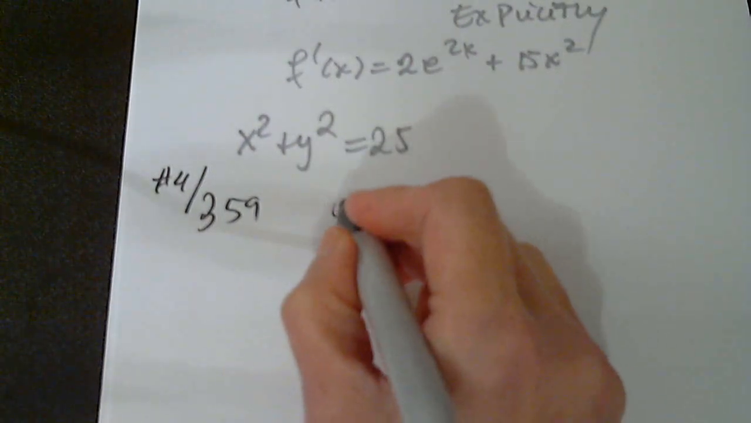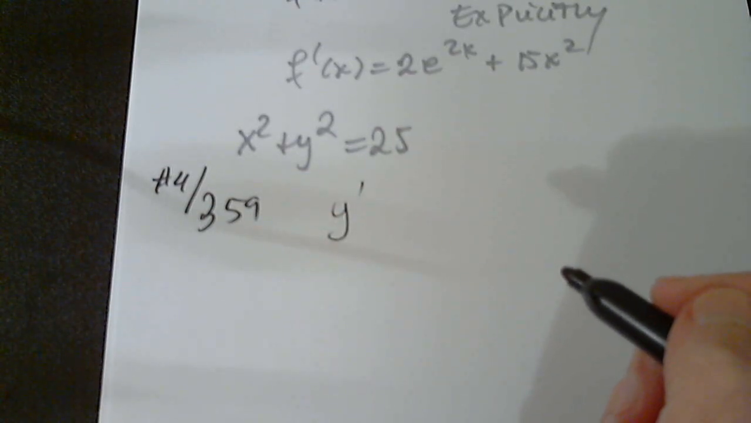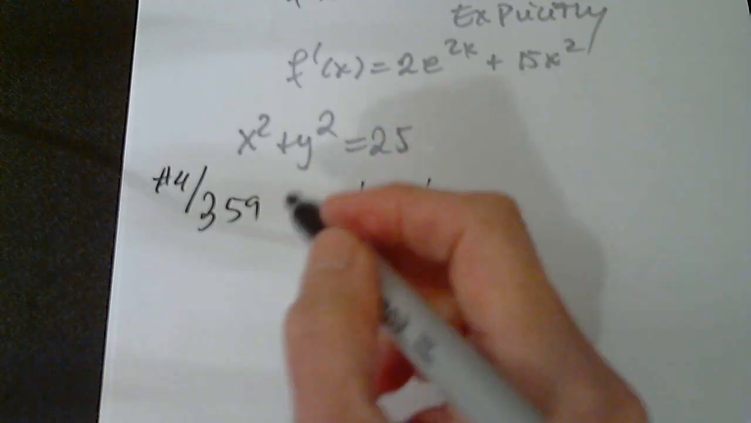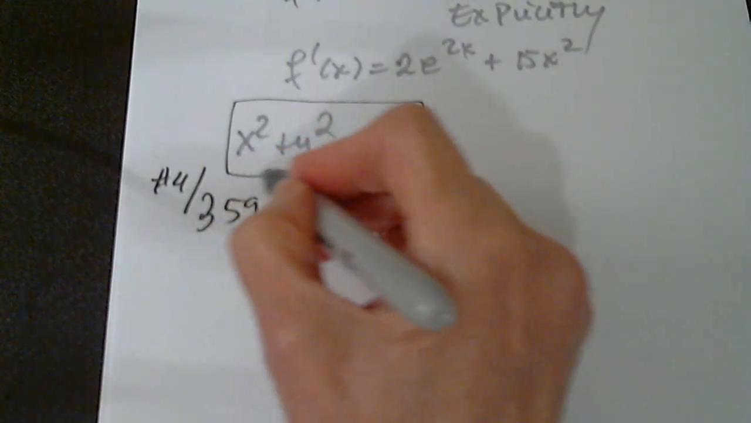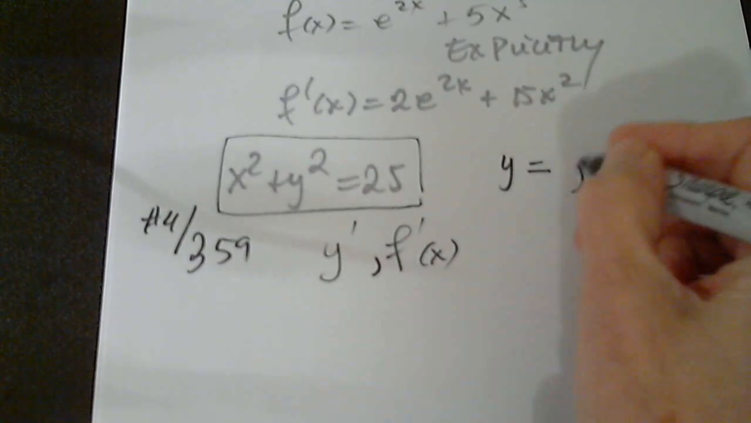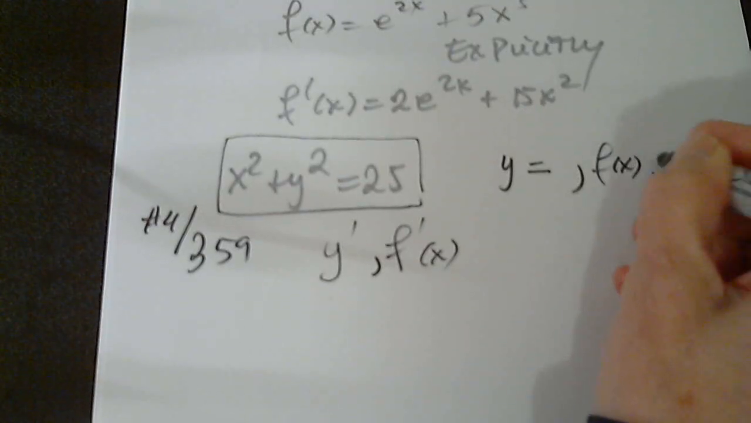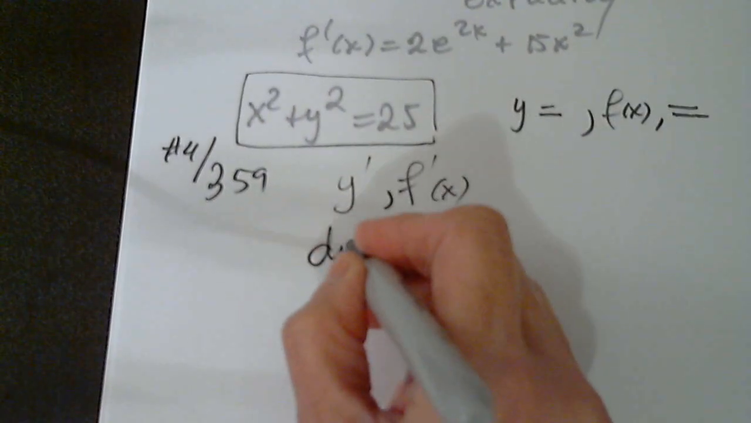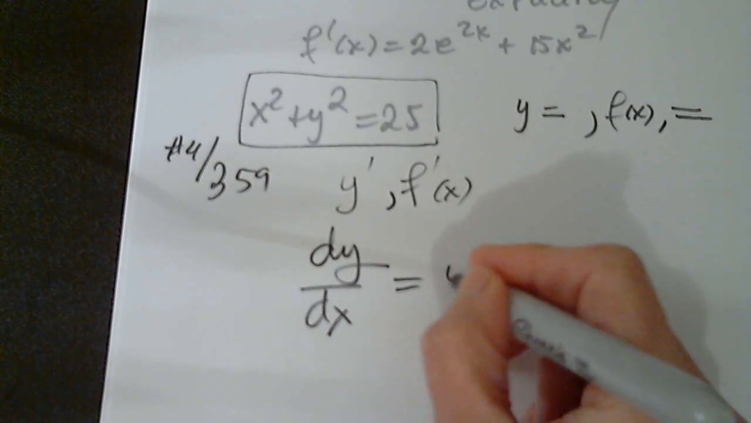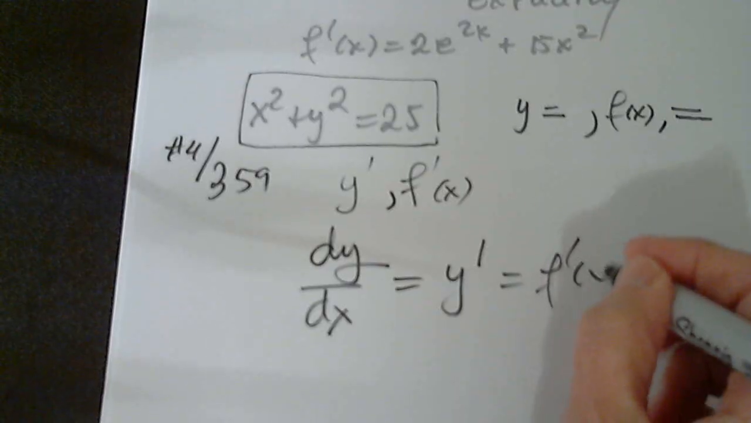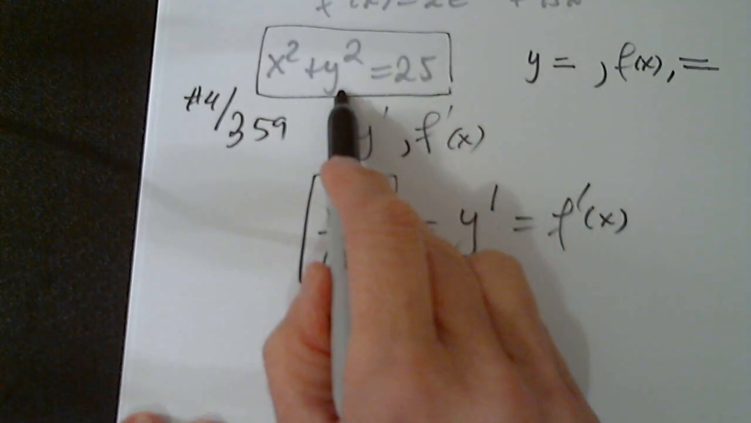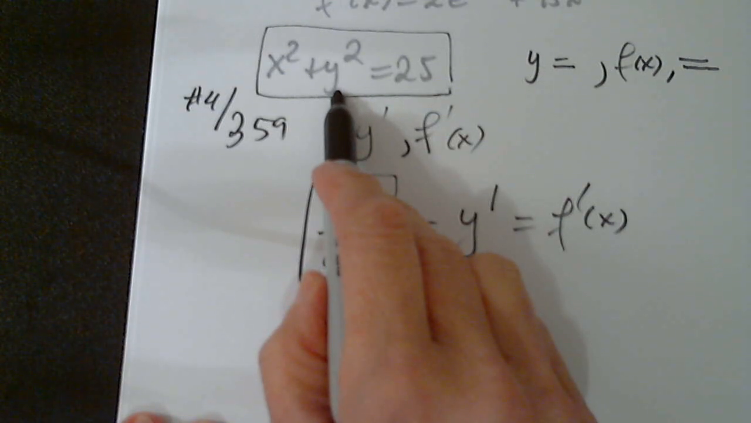Now, yes, I can use the notation y prime. Yes, I can use the notation f prime or f prime of x. But if I'm given an equation and I am not given y equals or f of x equals, I should be using the notation dy over dx, which is the same thing as y prime, the same thing as f prime of x. But this is the preferred notation when I'm asked to find the derivative of y.